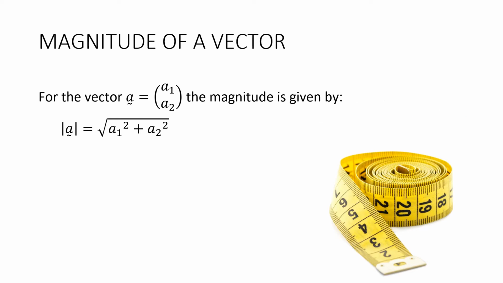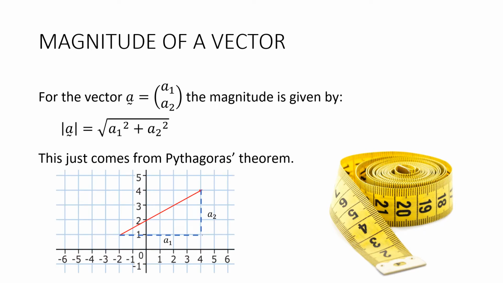Now the magnitude or the length of a vector is given by this formula here. And remember, this is its symbol, the absolute value bars around the vector. It's equal to the square root of a1 squared plus a2 squared. And this just comes from Pythagoras' theorem. Let's have a look here. It's the rise and the run. a1 squared plus a2 squared is equal to the length squared. And so the length is equal to the square root of a1 squared plus a2 squared.